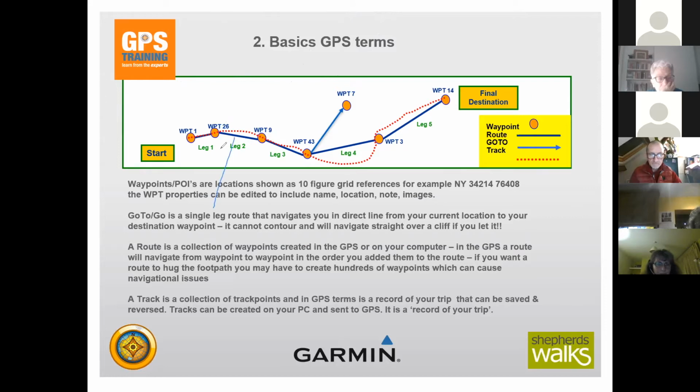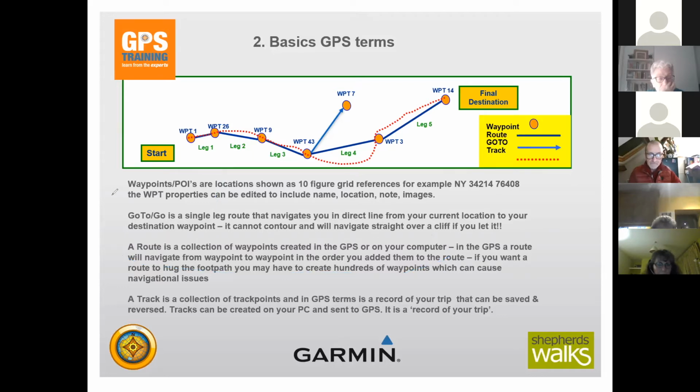And then a route is a collection of waypoints that have been joined together. So these are the waypoints, and you can see the route is the blue line that links them together. So this route goes from waypoint 1 to waypoint 26, to waypoint 9, to waypoint 43, to waypoint 3, and finally waypoint 4. So a route is a collection of waypoints or via points, if you want to be politically correct if we're using Garmin Basecamp, that have been joined together to create it.